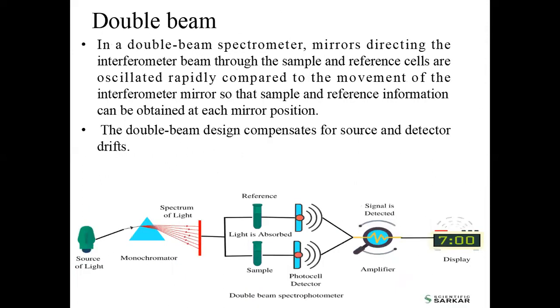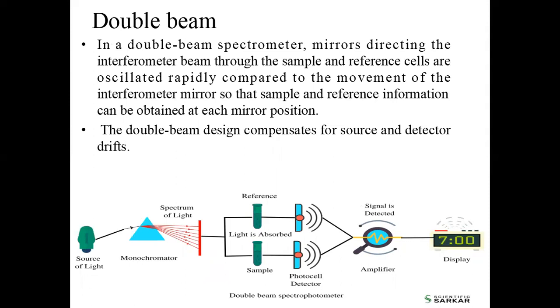Double beam. In a double beam spectrometer, mirrors directing the interferogram beam through the sample and reference cells are oscillated rapidly compared to the movement of the interferometer mirrors, so that sample and reference information can be obtained at each mirror position. The double beam design compensates for source and detector drifts.